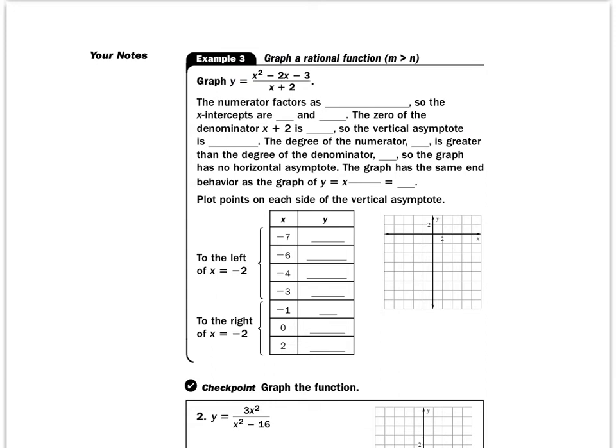Final page here. This one, as you can assume, it's going to just look a little bit, every time it gets a little harder and a little harder, right? Y equals x squared minus 2x minus 3 over x plus 2. That's a situation where that m is greater than n. The numerator factors, and so if we take the factors of the numerator, I hope you all see that that's x minus 3 and x plus 1. And that's reverse foiling or factoring, right?